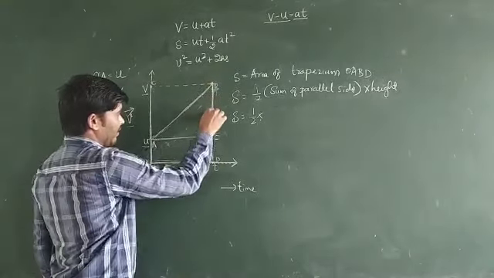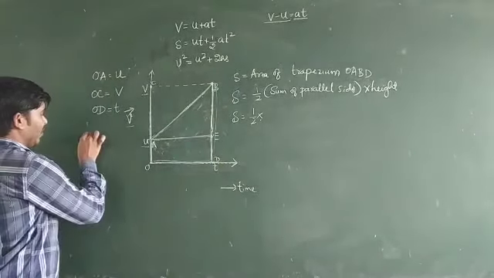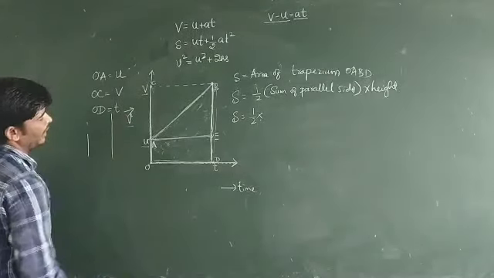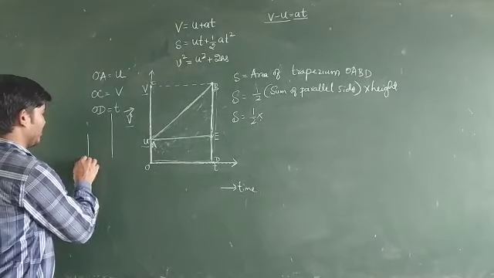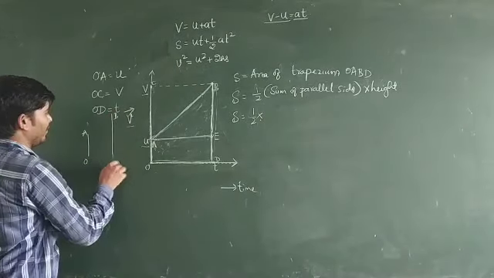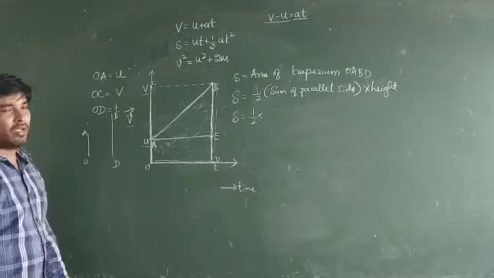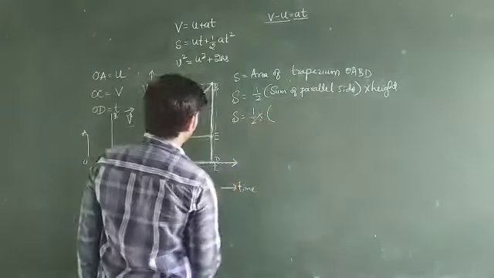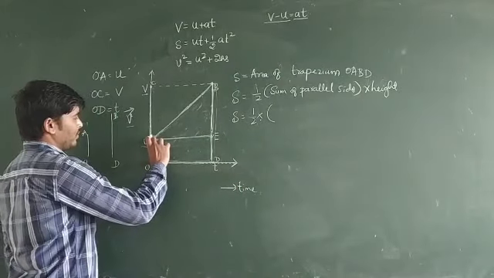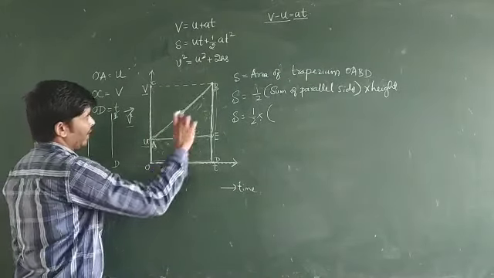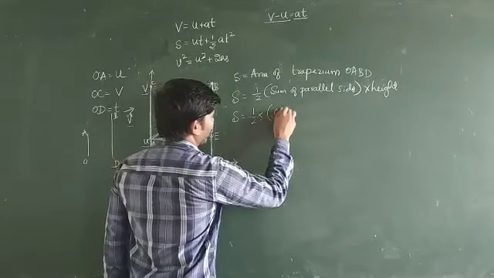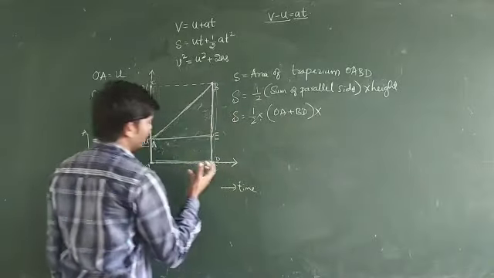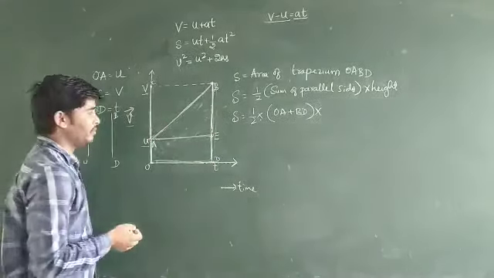So the side OA may be short, but it is parallel with the side BD. So these two lines are parallel to each other in a trapezium OABD. So sum of these two parallel sides, OA plus BD, into what is height? Which side are you going to consider as height here?